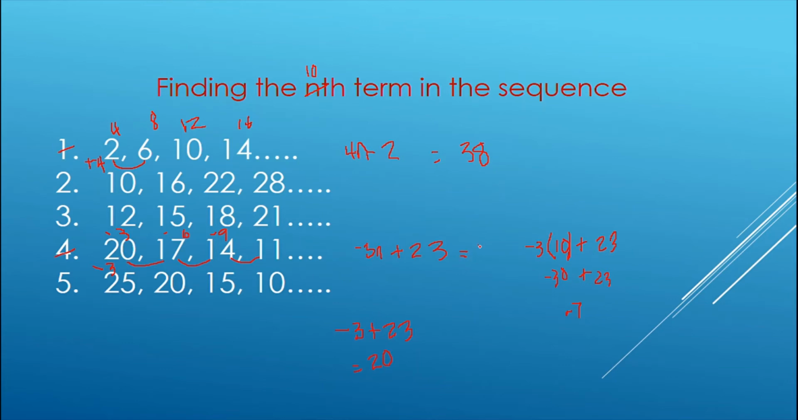So that's the importance of knowing the formula for the nth term. No need to do the step-by-step process to find the 10th term. Just find the formula and you already have the answer. So you can find the 100th term, the 51st term, if you already have the formula. And the formula for this one is negative 3n plus 23. So again, I already answered number 1 and number 4. The rest of the numbers, number 2, 3, and 5, you're going to answer and put your answer in the comment section below.